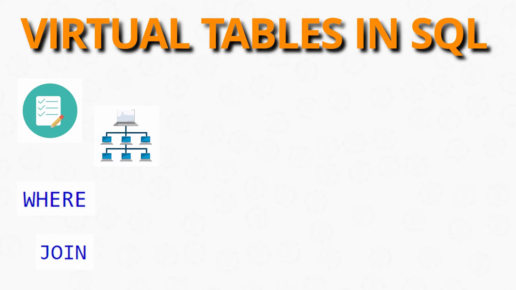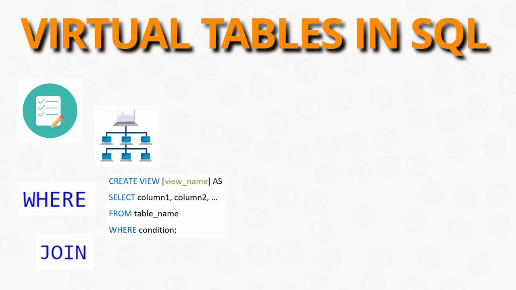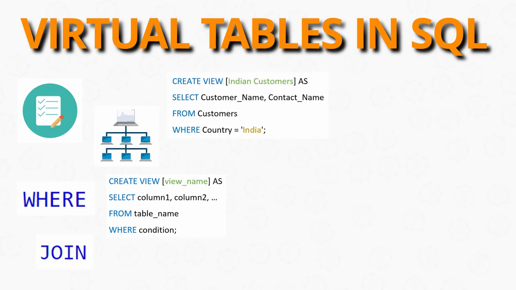There are three major commands when it comes to using virtual tables or views in SQL. First is a create view command. It creates a new virtual table and it always shows up-to-date data. The database engine recreates the data using the view's SQL statement every time a user queries a view. The syntax for create view involves a view name, column names to be viewed, table name, and a condition. For example, this SQL command creates a view that shows all customers from India.